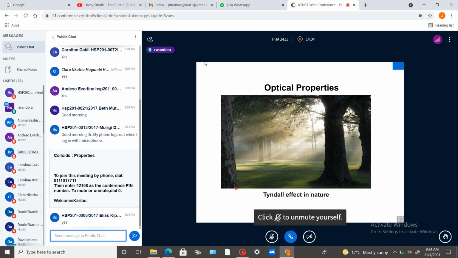So this Tyndall effect also happens in nature, and maybe you've come across this when sun rays pass through clouds. They also tend to form beams or cones. So this is just an illustration of the Tyndall effect, the light scattering effect that also happens naturally when sun rays pass through clouds. Remember, we said clouds also form colloidal dispersion. So when sun rays pass through clouds, they tend to form cones or light beams. So the Tyndall effect is also a natural effect.